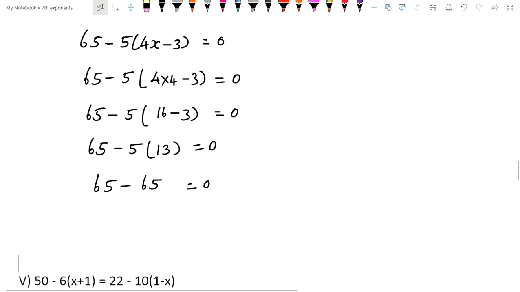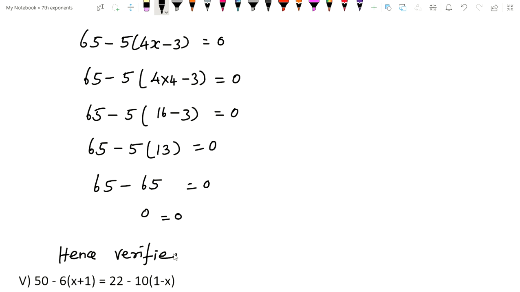65 minus 65 what you will get, children? 0. 0 equal to 0. So hence verified. Is it clear children? See the next one.